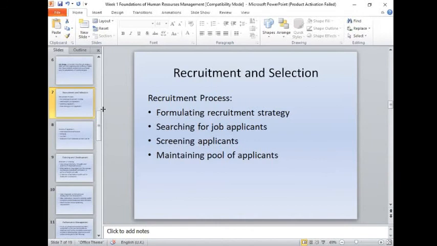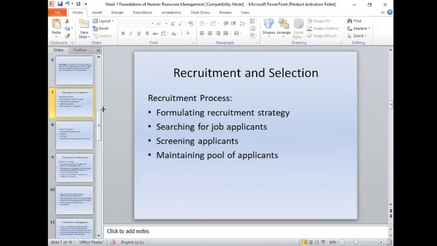Okay, and then after a lot of people apply for a vacant position because of your job posting, it's time to search through the job applicants. And after that, you should screen the applicants, because there are a lot of aspiring applicants, and you have to shortlist which of them are qualified for the position that you need. And maintain a pool of applicants.